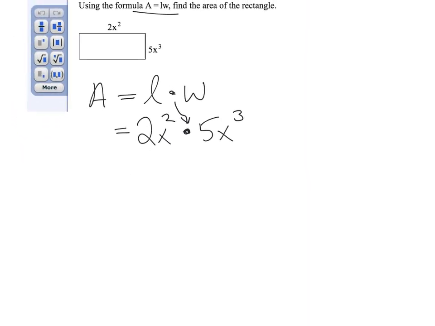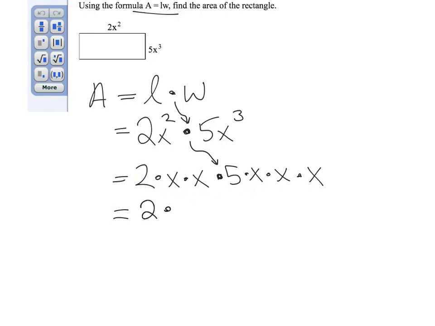Now we need to simplify. So what does that mean? Well, this means 2 times x, and then that times sign comes down, and then we've got 5 times x times x times x. If we want, we could use the commutative property to move the numbers next to each other, and then move the variables next to each other. So you've got 2 times 5 and times x times x times x times x times x.